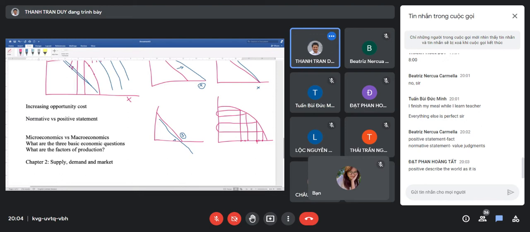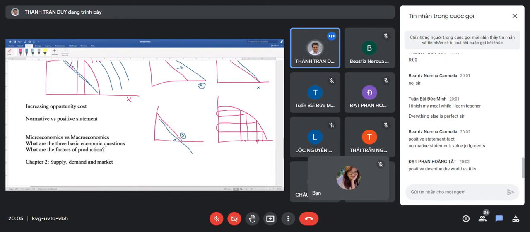Now, anyone tell me the difference between micro and macro, microeconomics and macroeconomics? Anyone? What's other difference between macroeconomics and microeconomics? Anyone?